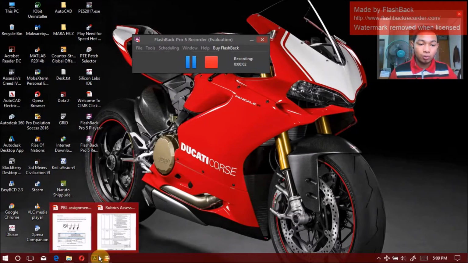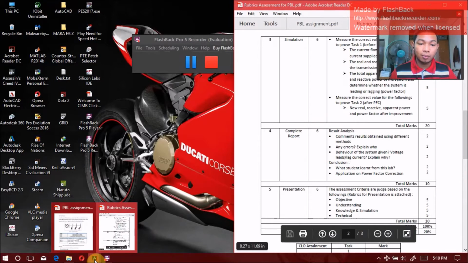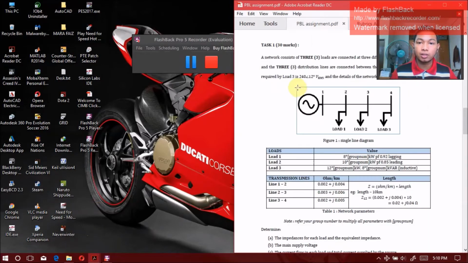Alright, so let's start with the presentation. I'm going to present about the knowledge and simulation, but before that I'm going to show you the PBL that we need to design. In this simulation we need to design this circuit, as you can see on the screen, and then you need to open your Multisim. I have already designed it.